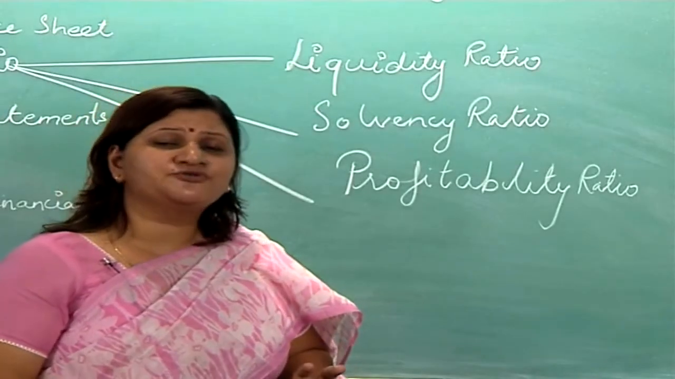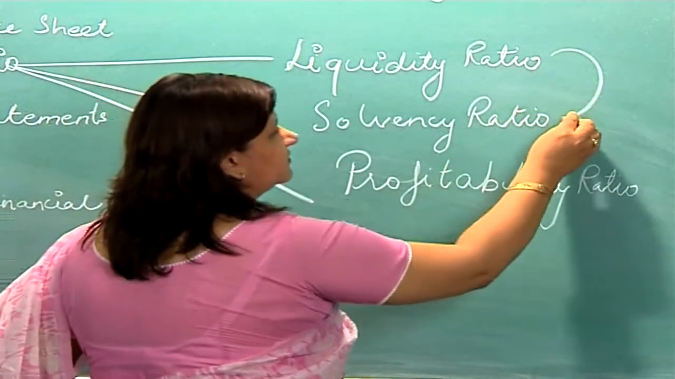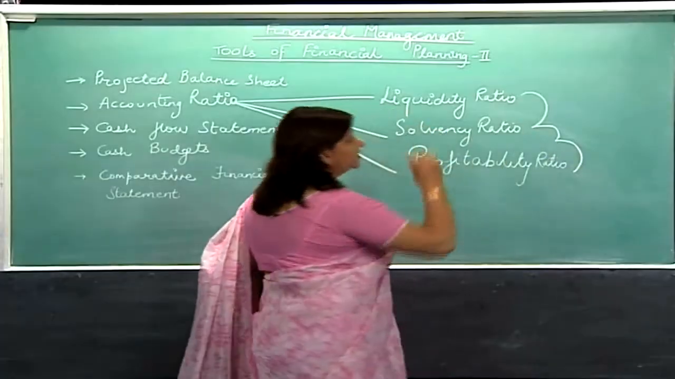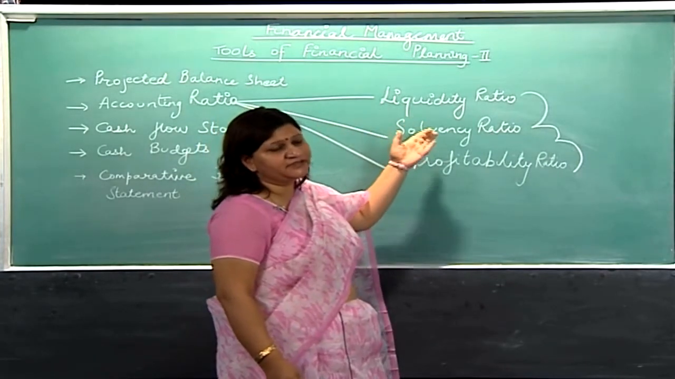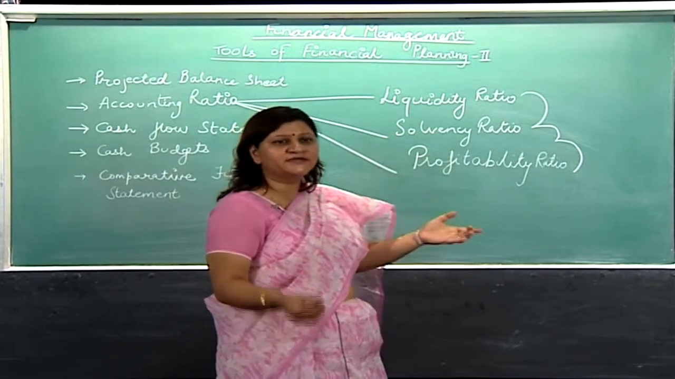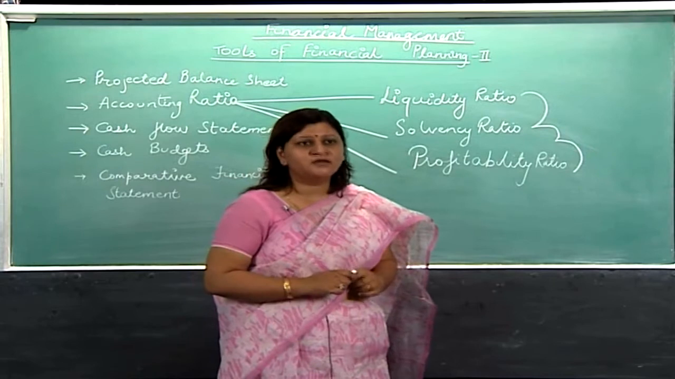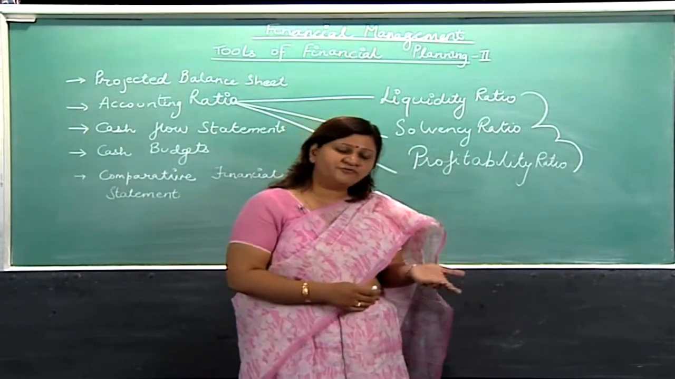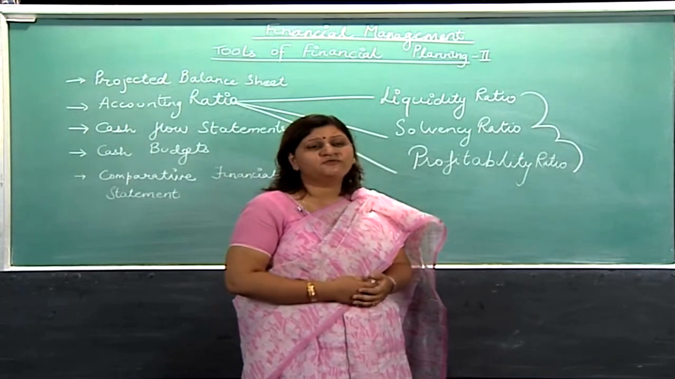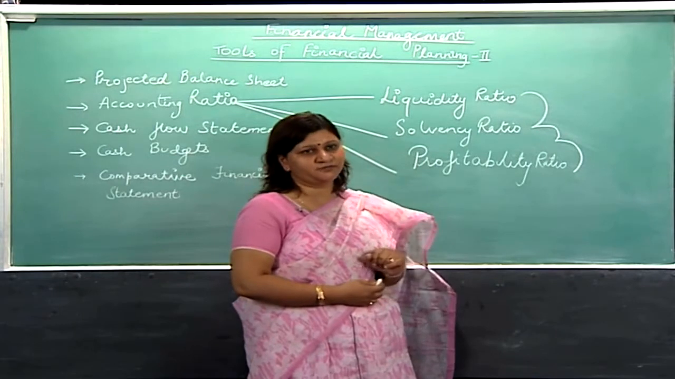So these three should go hand in hand. There should be a perfect coordination between these three. If a person has adequate liquidity but he is not solvent, what does it denote? It denotes that he has a lot of cash in his pocket, but this cash doesn't belong to him. It must be a borrowed fund. So he has a lot of liability on him. So his solvency is in question.